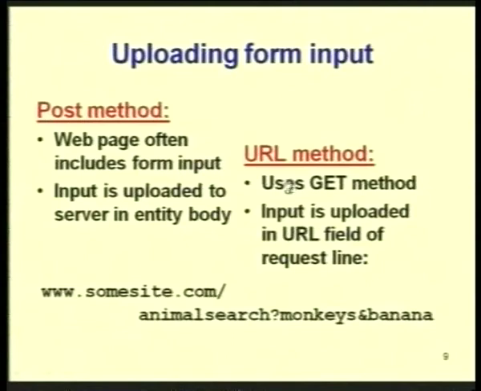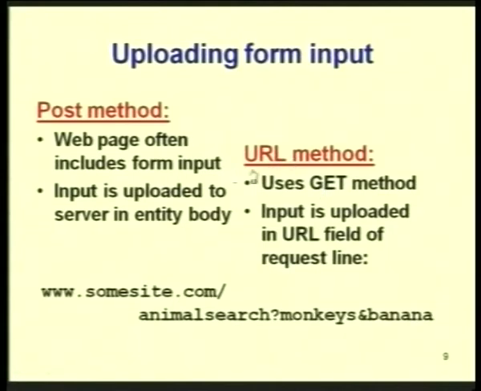For instance, you could have something like this: www.somesite.com/animalsearch?monkeys&bananas. This information could be a search command that is being posted; there is some information that is being posted, for instance, we are doing a search. So, this information could be embedded in the URL field of the request line itself. So, I can use a GET method itself to also upload some information to the server. Okay. So, uploading input to the server can happen by means of these two methods. One is to use the POST method, the other is to use the GET method, but specify the information you are looking for in the URL of the GET method.